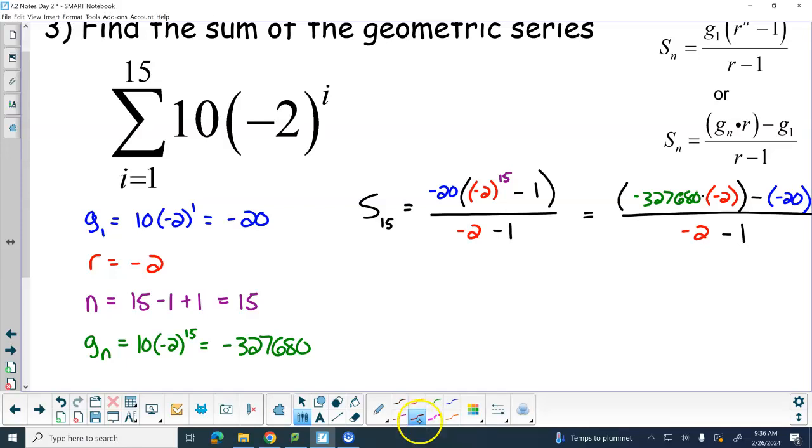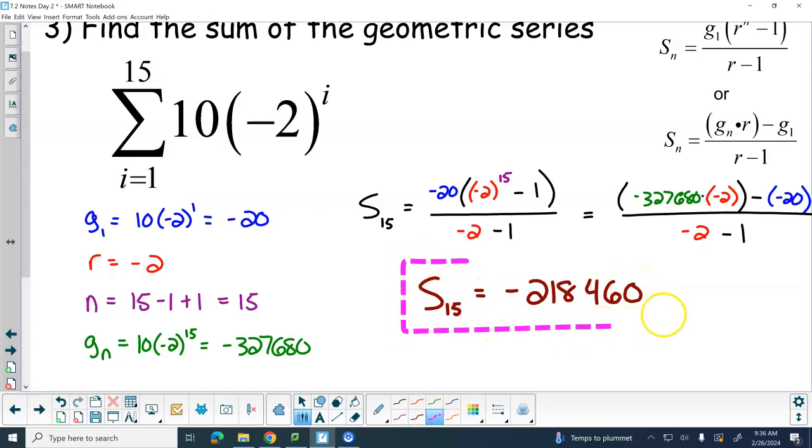Either way, I get the sum of the first 15 terms is negative 218,460. Agree? Questions, comments, concerns, clarification?